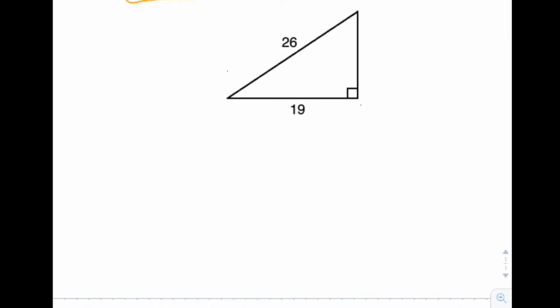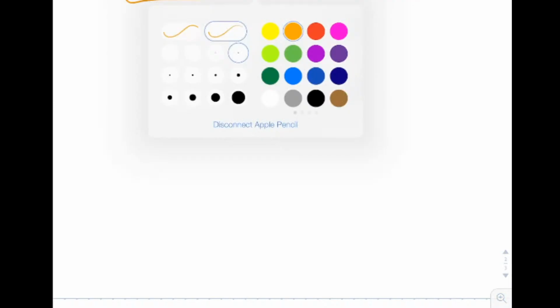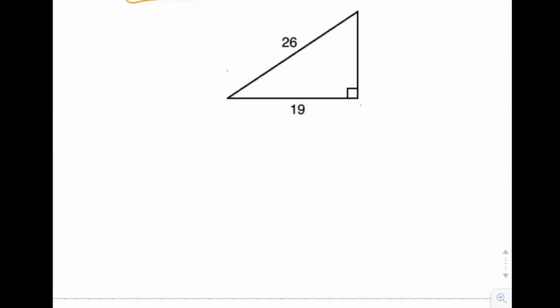So let's see, where should we start? Well, you can start wherever you want. I'm going to start with Pythag this time, because I notice I have two sides. What do you want to call this side? I'll call it X for now. So Pythag is a squared plus b squared equals hypotenuse squared. And the hypotenuse is the 26, so that has to go there. So I've got 19 squared plus x squared equals 26 squared.